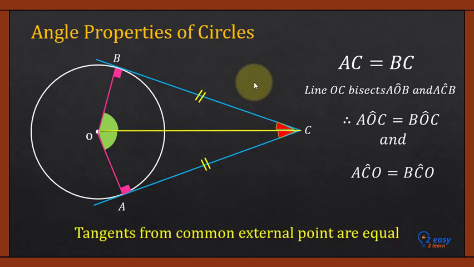So the main understanding of this property is, if two tangents are formed from a common exterior point on the same circle, both tangents will be equal in length. Let's discuss a few exam questions.